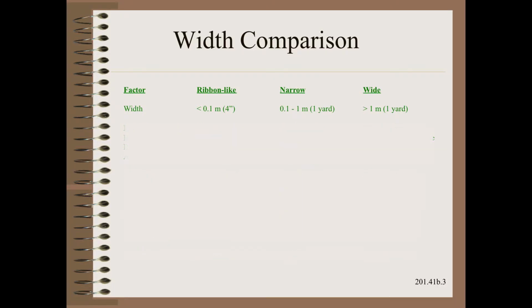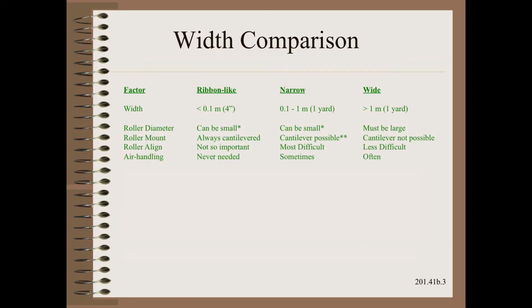Still, as with speed, we must make a somewhat artificial delineation between narrow and wide. Here, I will add a third column for ribbon-like. Roller design is greatly affected by width. Not surprisingly, wide rollers need to be bigger in diameter.